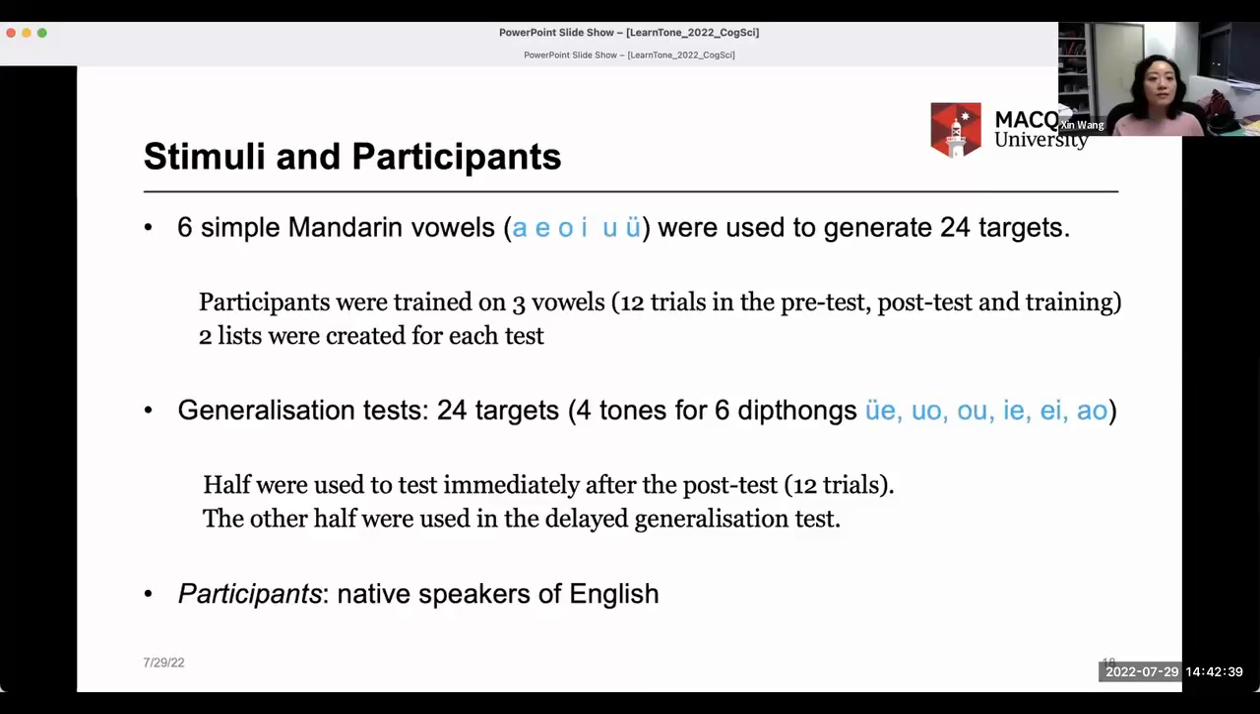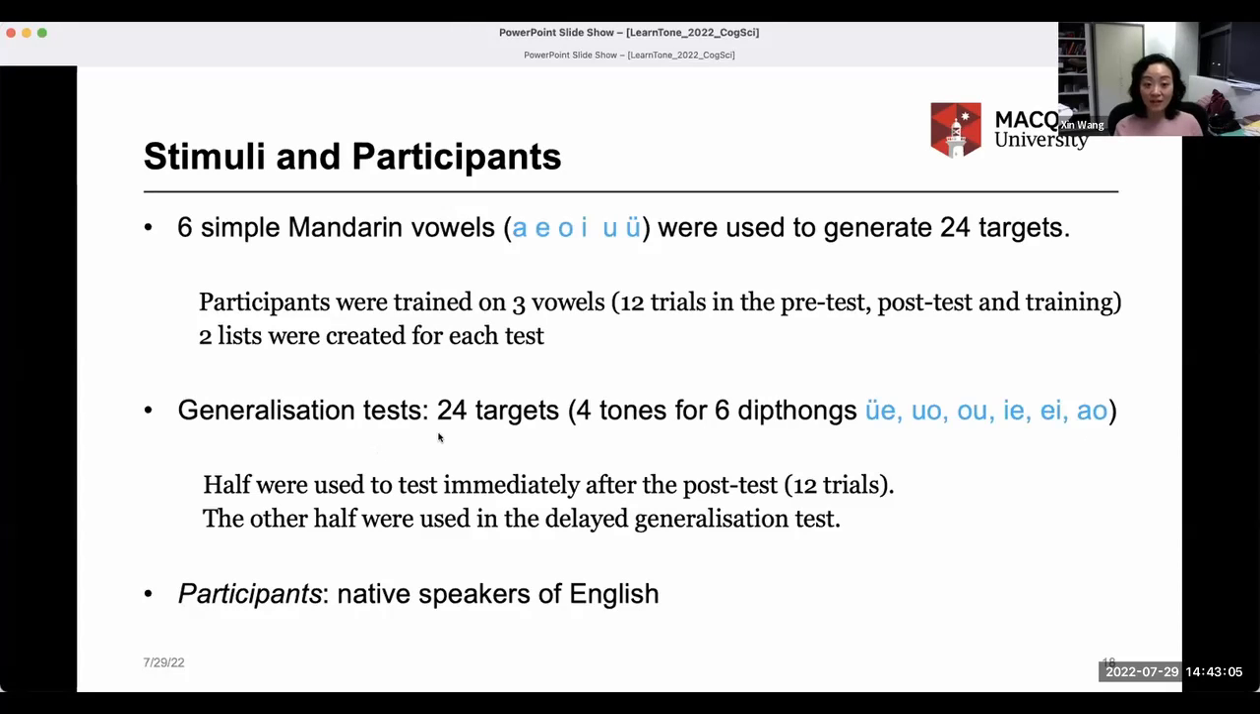With regard to the tokens, the stimuli, we had 6 simple Mandarin vowels. Each can be associated with 4 different tones to generate 24 targets. Each participant was trained on 3 different vowels. So across the board, during each test, they were only tested with 12 trials on the 3 different vowels. And we had 2 counterbalanced lists for them.